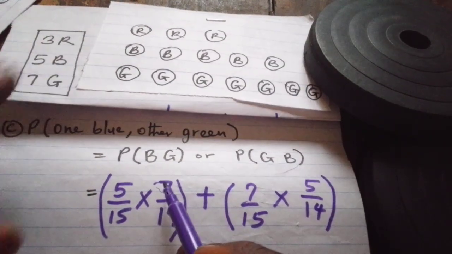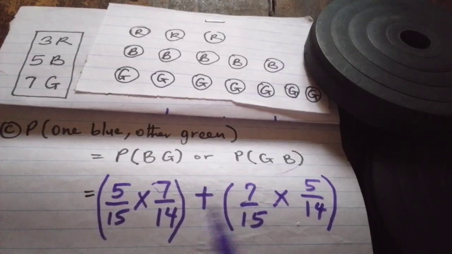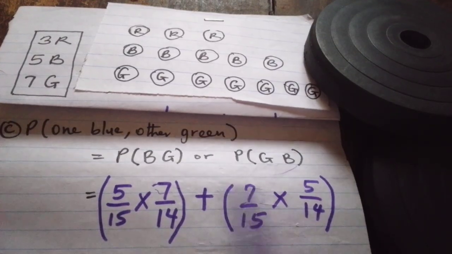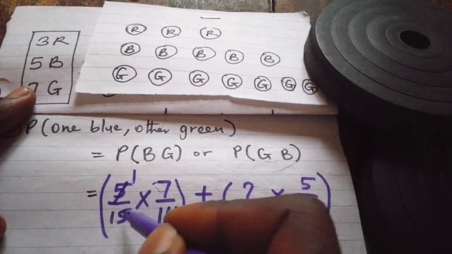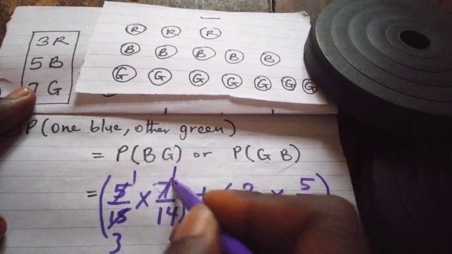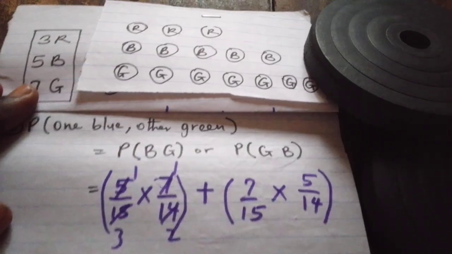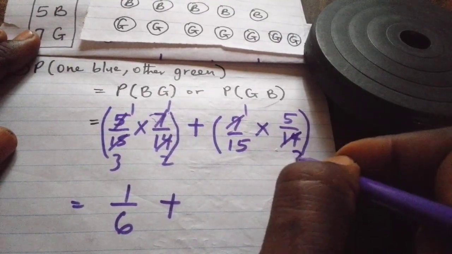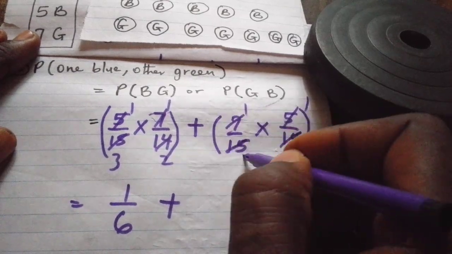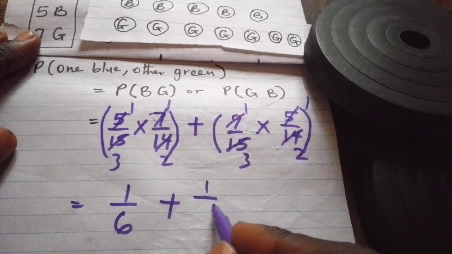So that means you multiply this result, and you now add them, because it is only one of these situations that can happen. So I'm having 5 here 1, 5 here 3, 7 here 1, 7 here 2. So that means you have 1/3 times 2 here is 6, plus we have 1/6 plus 7 here 1, 7 here 2, 5 here 1, 5 here 3. 1 times 1 is 1, over 3 times 2 is 6.